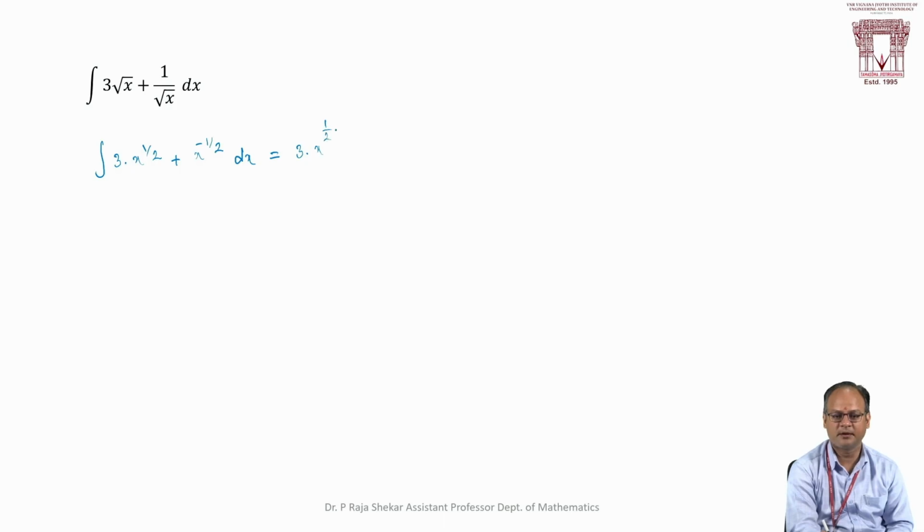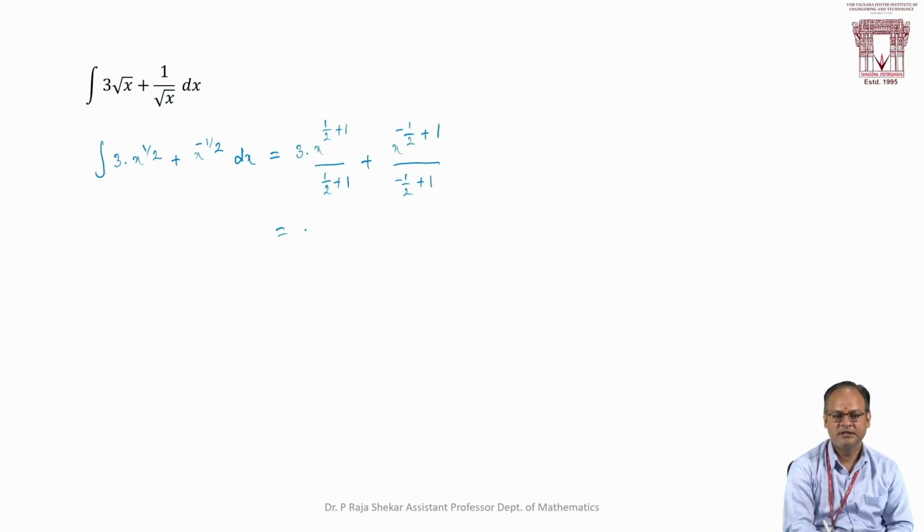1 by 2 plus 1. Integration of x to the power n is x to the power n plus 1 divided by n plus 1. Here n being 1 by 2, so it is 1 by 2 plus 1. As for minus 1 by 2, x to the power minus 1 by 2 integration is x to the power minus 1 by 2 plus 1 divided by minus 1 by 2 plus 1.